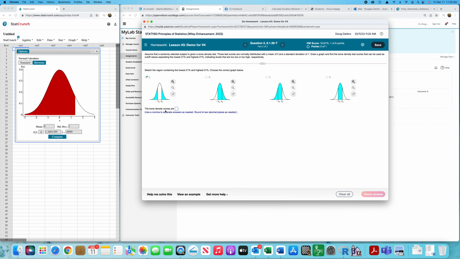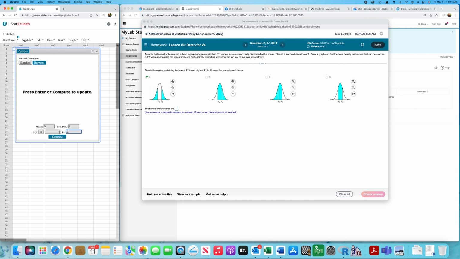The bone density scores. All right, so there's a couple of ways we can do this. Really the between doesn't work, because the between would give us a phenomenon like what we see in D. So what we have to do is work the standard, but we have to work it one at a time. So I need the lowest 21%. So I need less than, so 0.21. So let's see the z-score that corresponds to that. So that would be negative 0.8.